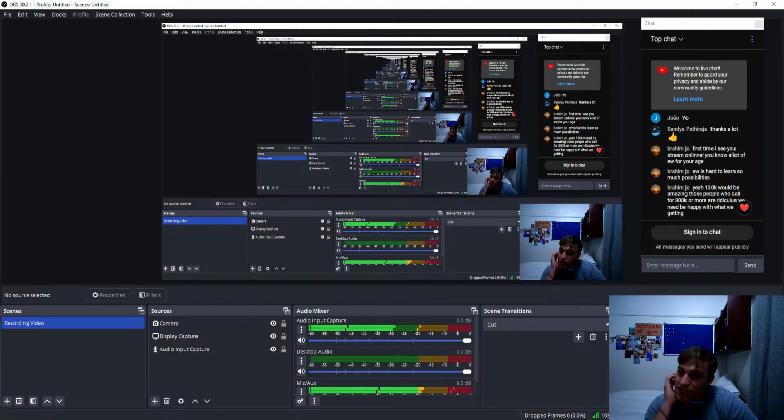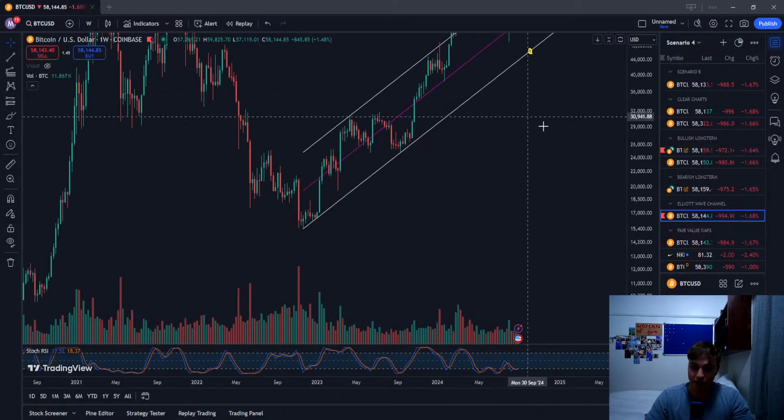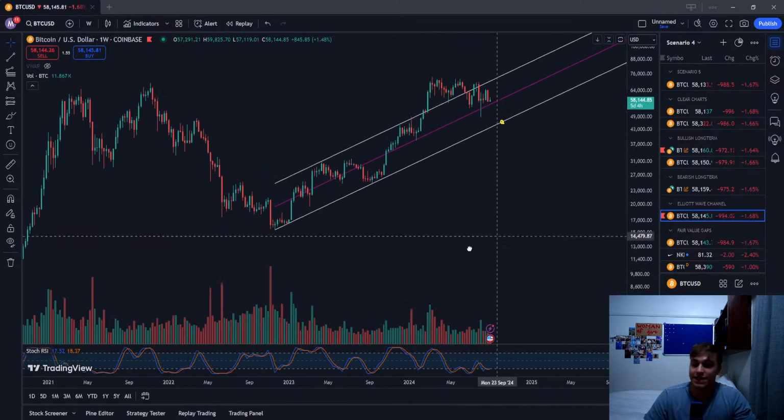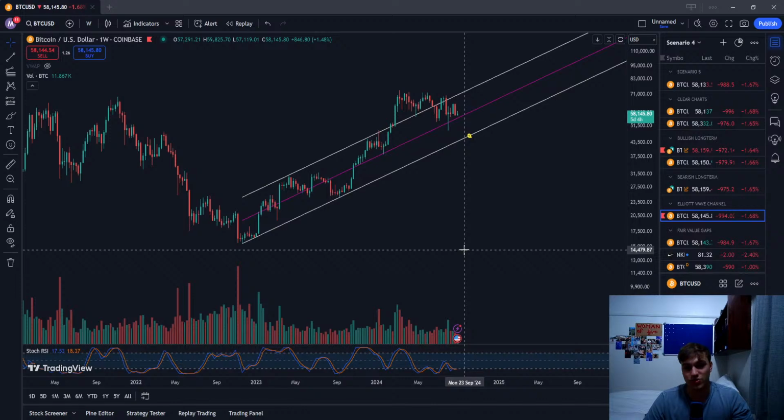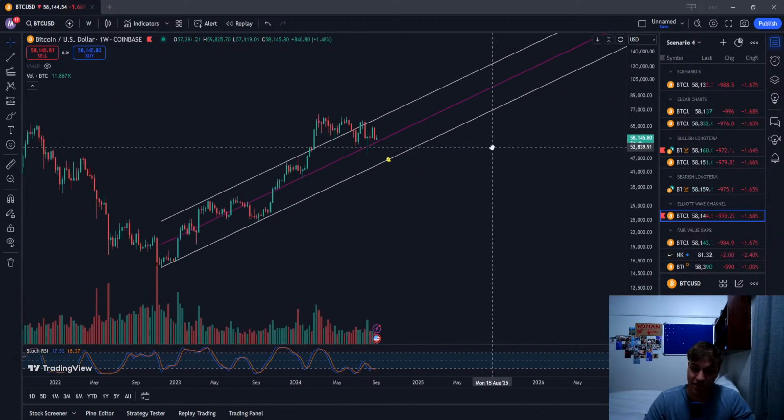Yeah, 120k would be amazing. Those people who call for 300k or more are ridiculous. We need to be happy with what we're getting. Yeah, targets for this bull run. I don't think we're getting to 300k. 300k is flippin' far away.